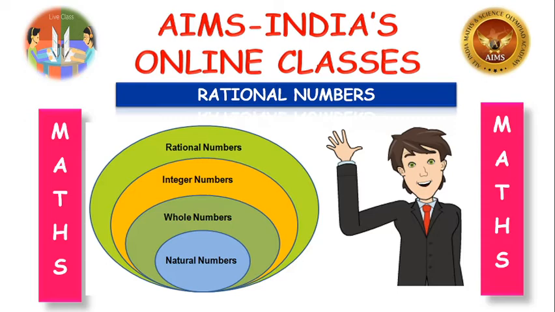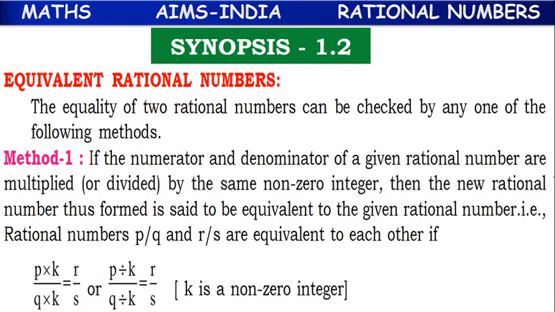Today from math subject, rational numbers topic we are going to continue. So in synopsis 1.1 we learnt about what are rational numbers, what is the need of rational numbers, what is their definition, about numerator, denominator, all these things we have discussed. So let's continue our topic, synopsis 1.2.